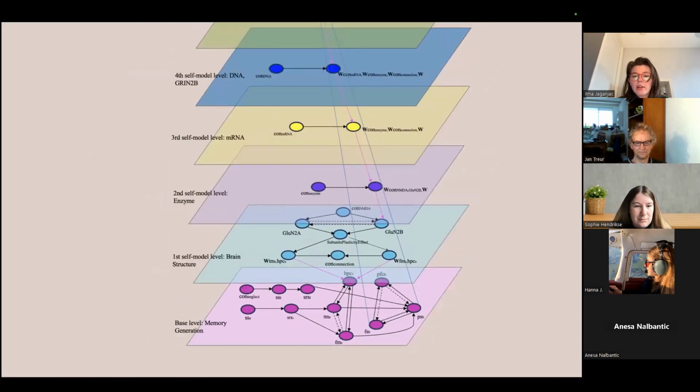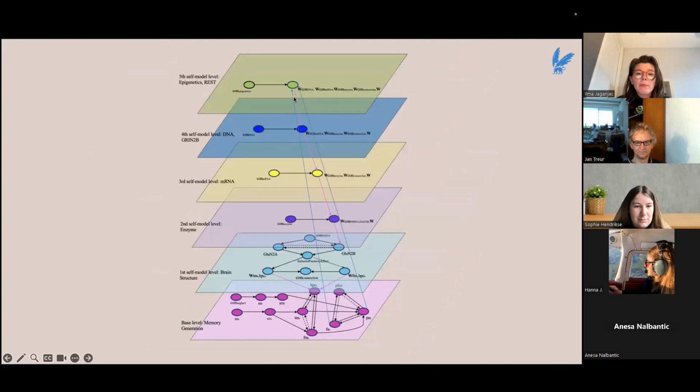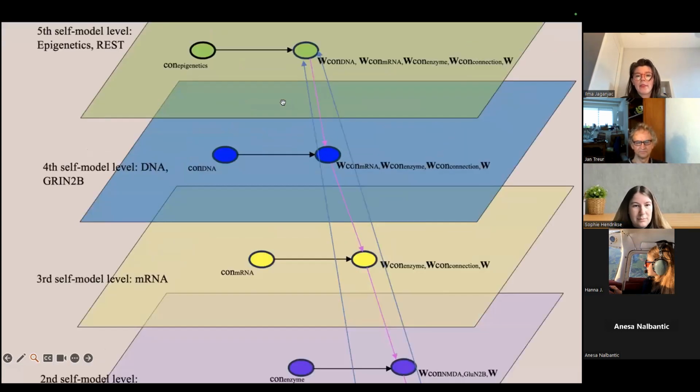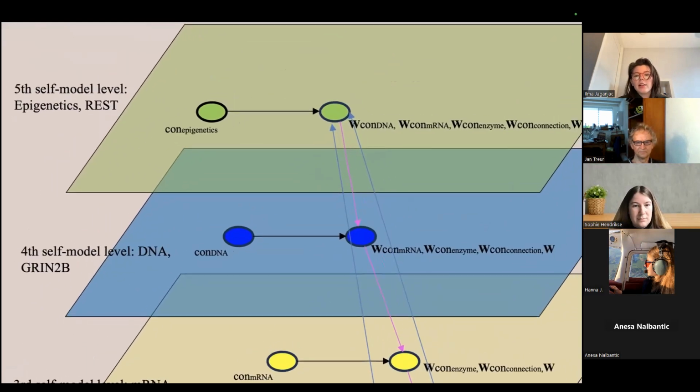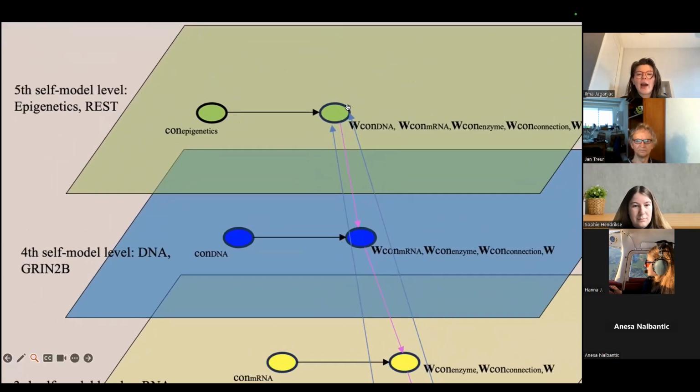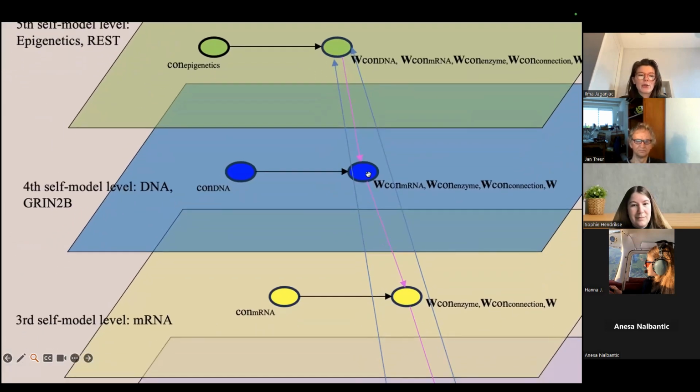And that's why I have here the blue lines, which go up completely to the top layer, which is the epigenetic layer. And here, the malfunctioning of REST starts to happen. REST starts to stop silencing the green2B gene. So that is where this pink arrow comes down. Green2B starts to be expressed again because it's not silenced anymore by the top layer.